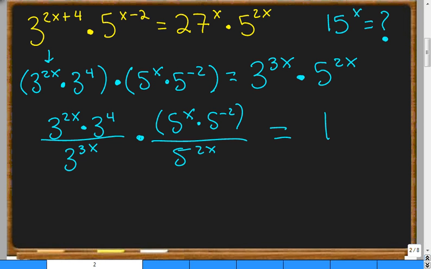So how do I create 15^x? How do I do that? Well, what I need in order to make 15^x is I need a 3^x times a 5^x. So that's what I need. So in order to make that, I am going to break some of this up.